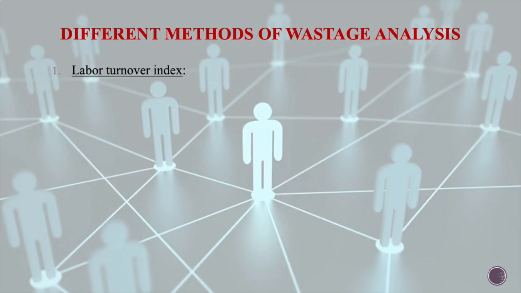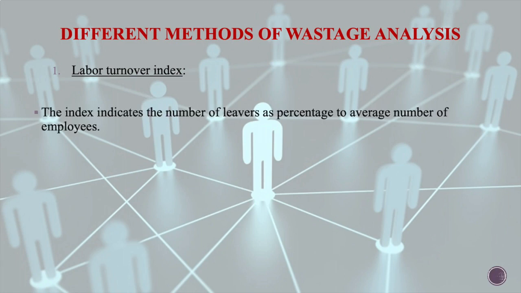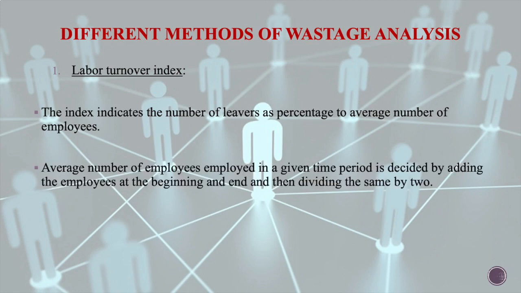Let's talk about what are the different methods that are used in wastage analysis. Number 1 is labor turnover index. This index indicates the number of leavers as a percentage of the average number of employees. The average number of employees employed in a given time period is found by adding the employees at the beginning and end and then dividing the sum by 2.